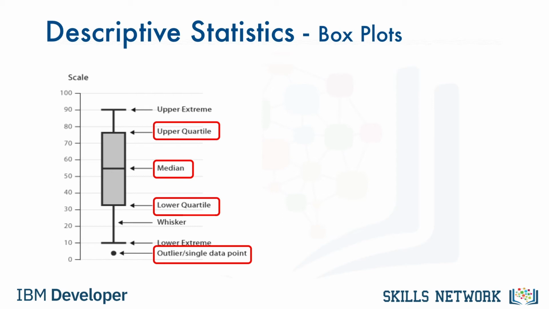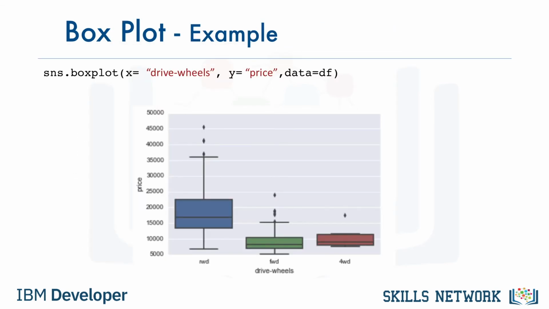With box plots, you can easily spot outliers and also see the distribution and skewness of the data. Box plots make it easy to compare between groups. In this example, using box plot, we can see the distribution of different categories of the drive wheels feature over price feature. We can see that the distribution of price between the rear wheel drive and the other categories are distinct, but the price for front wheel drive and four wheel drive are almost indistinguishable.